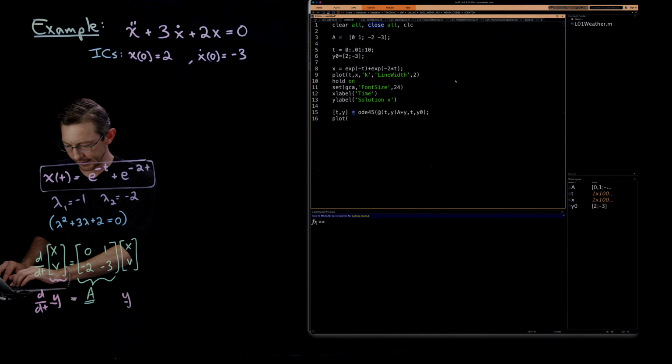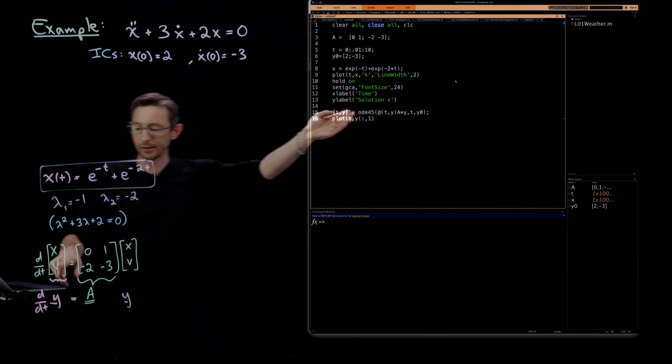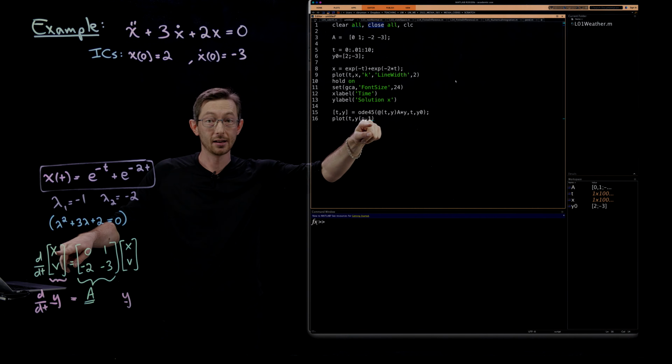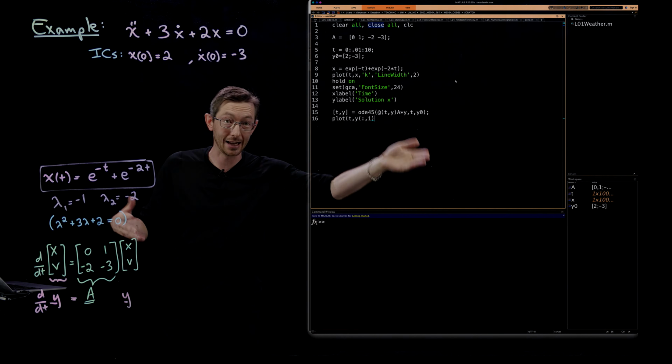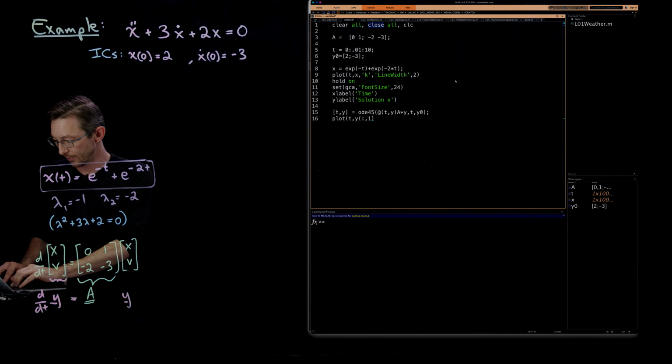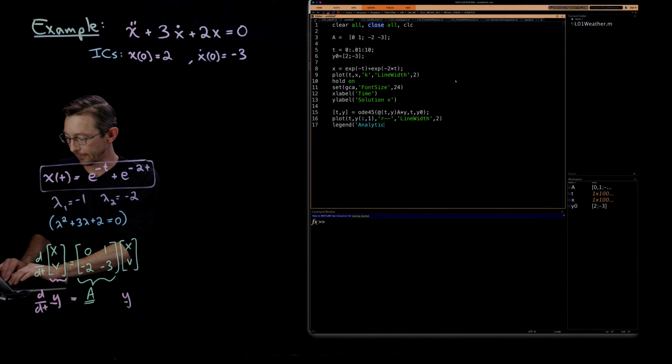And now I'm going to plot t by y. And y is now this vector, so I only want to plot the first component, the position component. It has a velocity component, but I'm only going to plot the position component. And I'll plot it in a different color, also line width 2. Okay, and I'll put in a legend now, where the first one is my analytic solution, and the second one is my ODE45 solution.